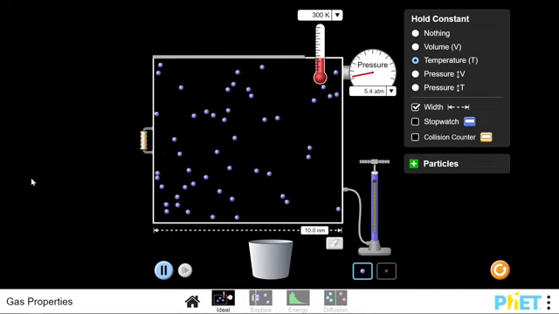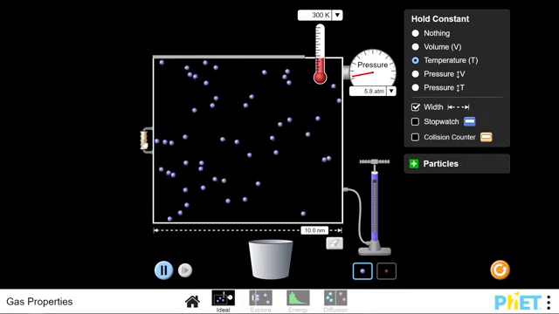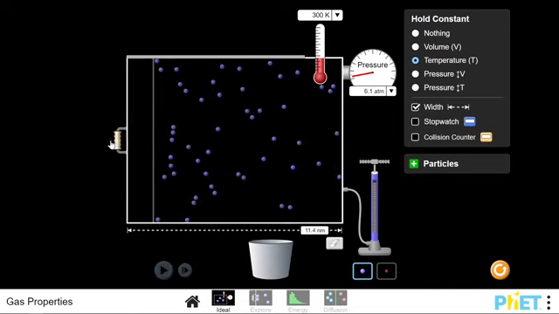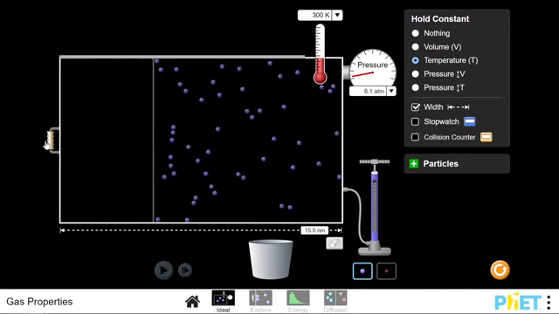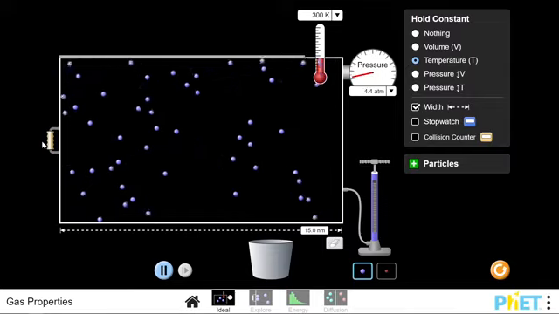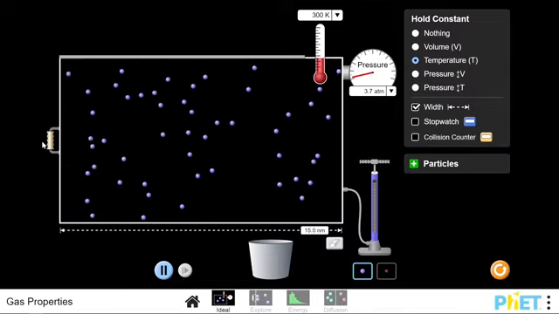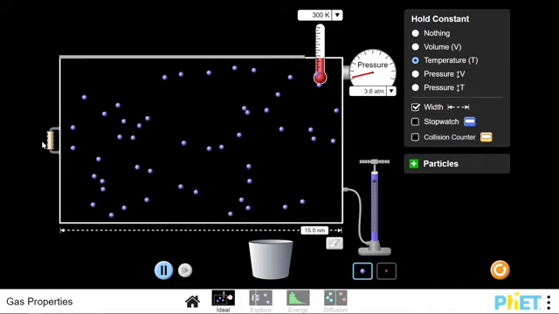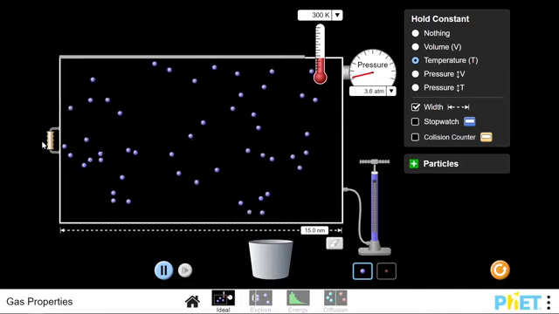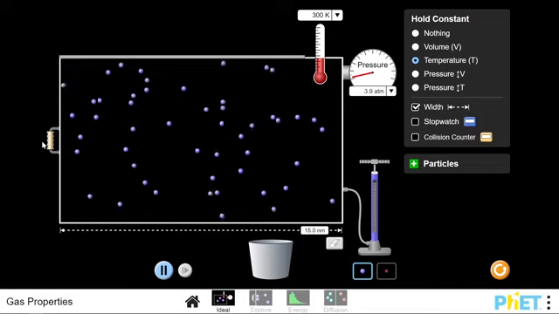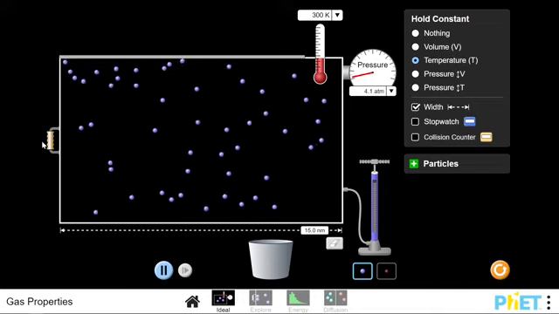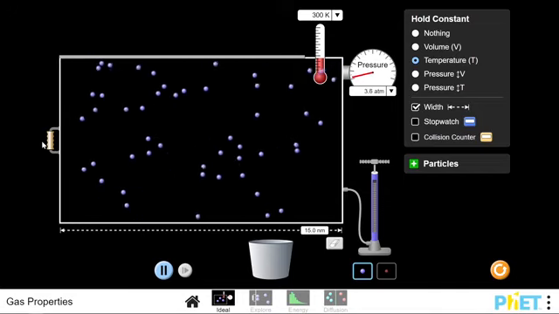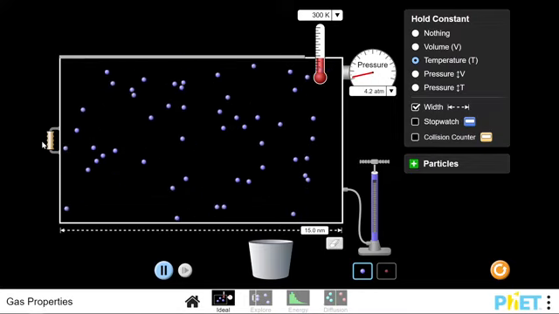Okay, so once again, let's increase our volume. And now I'll do it to 15. That's as far as it goes. So, at 15, what is our pressure? That looks like it's somewhere right around 4, maybe?